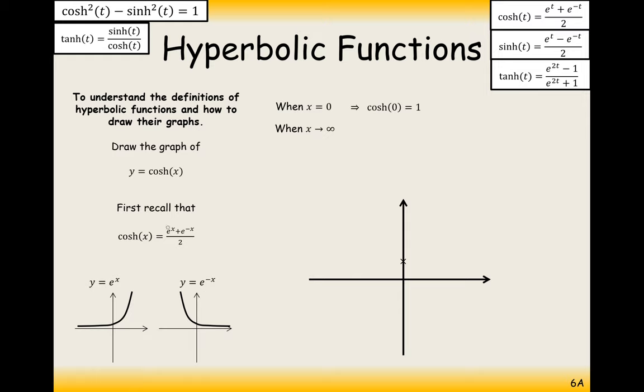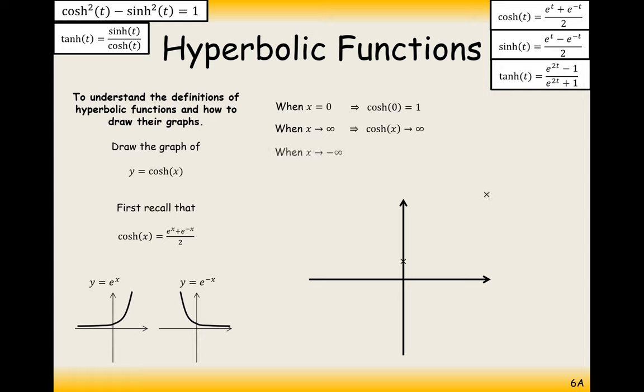Well, the e to the x of a very big number will get very, very, very big. E to the minus x of a very big number will just tend towards 0, so it will just become nothing. It won't be relevant in calculating the answer to this. And then divide that by 2. Well, a really big number divided by 2 is still a really, really big number. So cosh of x would tend towards infinity.